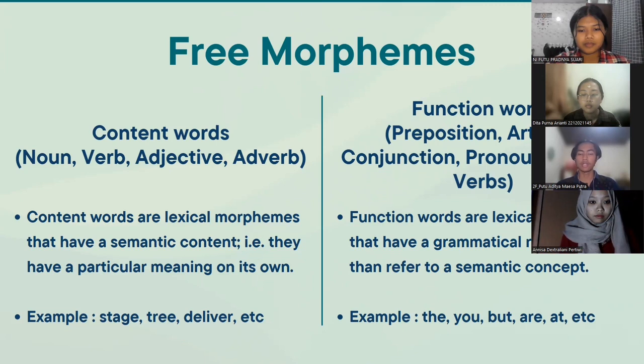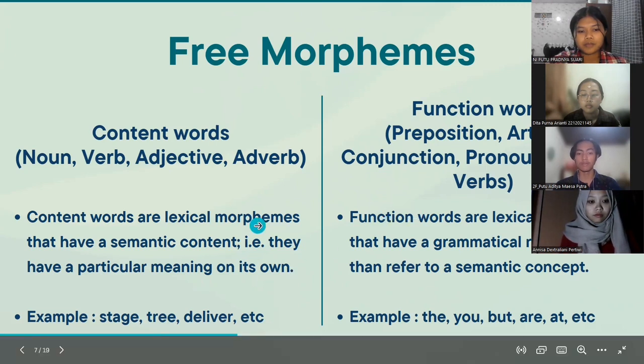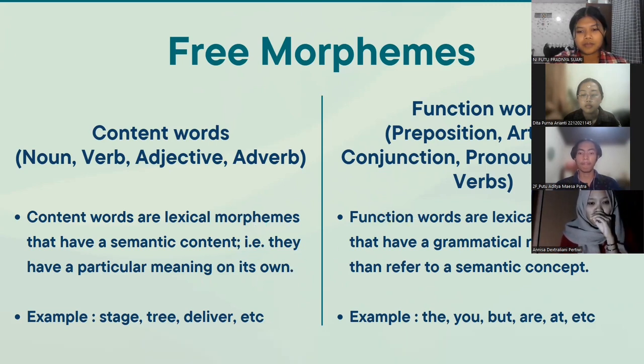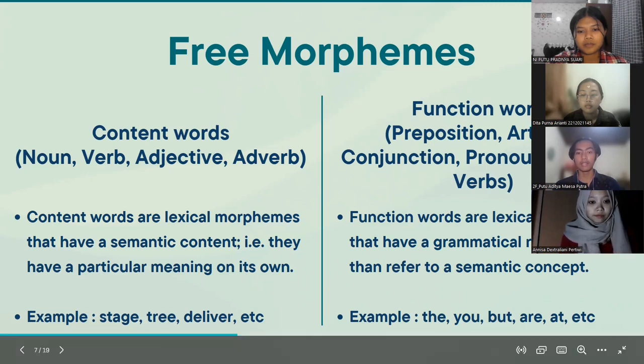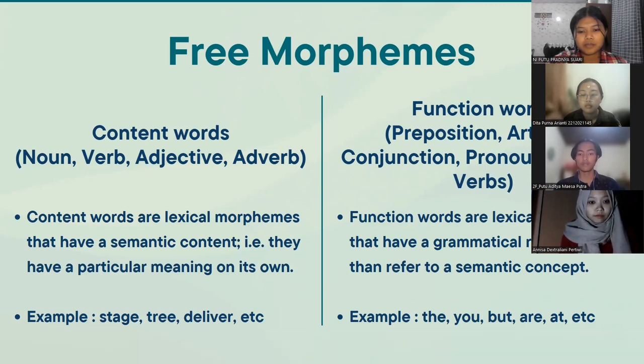In content words, for example, nouns, verbs, adjectives, and adverbs are content words. Why are they content words? Because they all refer to semantic concepts. And here, on the other hand, function words or grammar words are lexical morphemes that have a grammatical relation rather than refer to a semantic concept. Now, while content words carry most of the semantic meaning, function words have a structural function. Function words primarily, though not exclusively, indicate grammatical relations.